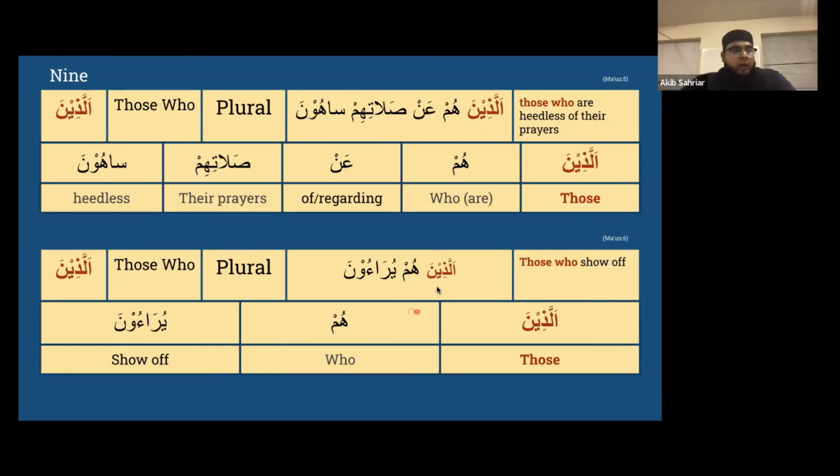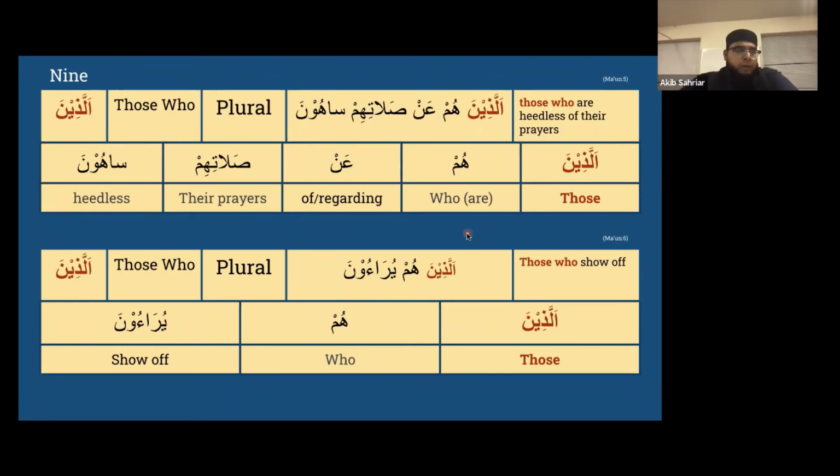The second example is similar to that: alladhina, again referring back to a specific group of people, alladhina hum yura'un, those who show off, right? So those people who show off, those people who are negligent, those are sinful acts that we should refrain from, right? Alladhina hum yura'un, those are the ones who show off.